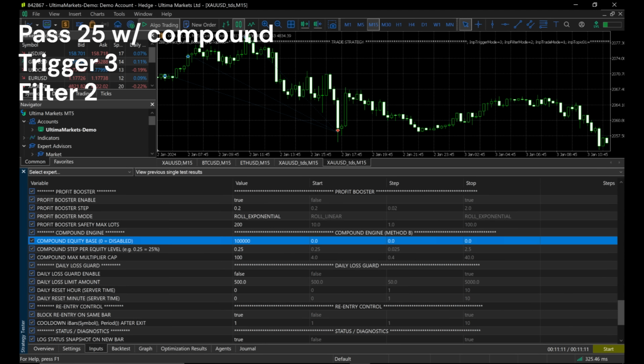Now let's move to the next step of the evaluation. In the previous test, the strategy was running with a fixed risk configuration, meaning the position size remained relatively stable throughout the backtest. In this test, we will enable the compound engine. This allows the strategy to gradually increase position size as the account equity grows. Compounding can accelerate capital growth, but it can also increase drawdown risk. So the goal here is to compare the results with the previous test and see which configuration provides the most robust and stable performance.